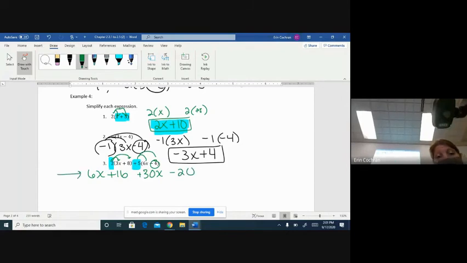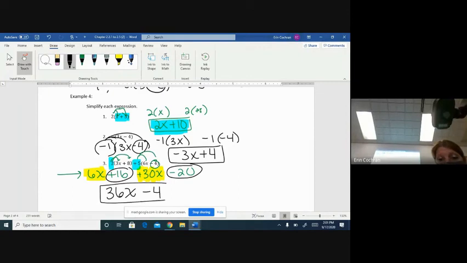Now, as I look at that line there, we do have like terms. So we're going to go ahead and combine those, okay? As I look, 6x can be combined with a positive 30x, which gives me what? 36x. We have a positive 16 and a -20. So a positive 16 minus 20 would be a -4, so I put -4. Okay. Now, we don't have any more like terms. That is my final answer. Okay. All right.